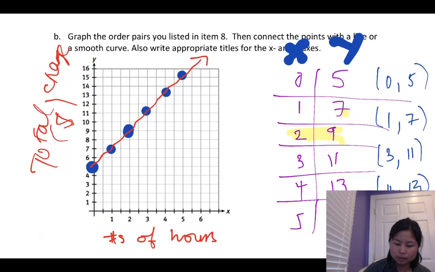So let's review what I want you to do. Make a table, and then you will write an equation, and then graph. So those are the things that I want you to do.